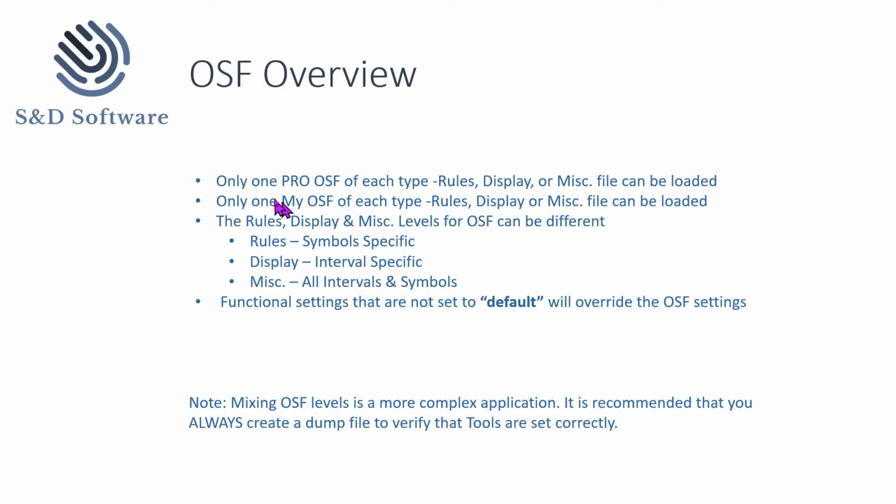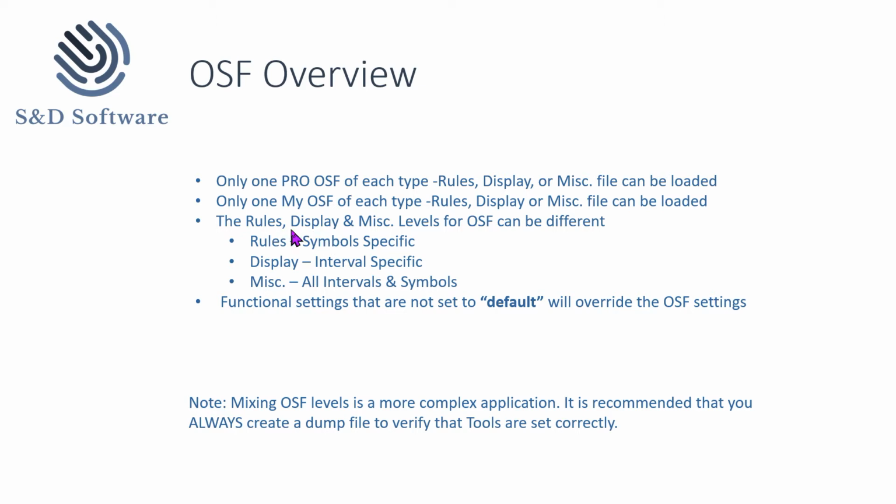So when you look at your Pro and My OSF files, you can load one rules Pro OSF, a display, and a miscellaneous file. You can also load, if you have the availability of My OSFs, which is only available in the Ultimate version, one rules, one display, and one miscellaneous file. That gives you a total capability of loading 6 different OSF files.